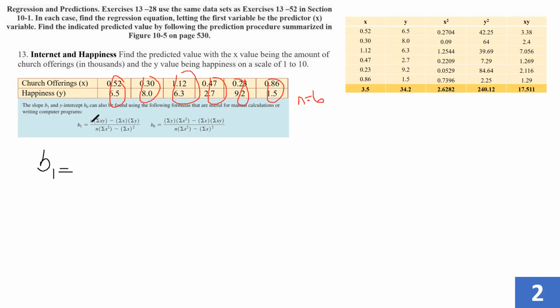Then you're looking at what's on the screen right now, just recreate it by plugging those numbers in. So n equals 6. The sum of x, y is right here, so times 17.511, minus the sum of x, that's 3.5. So 3.5 times the sum of y is 34.2.